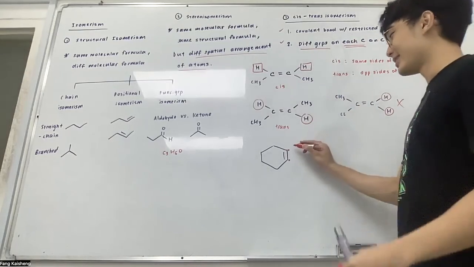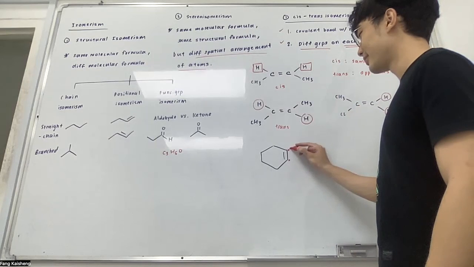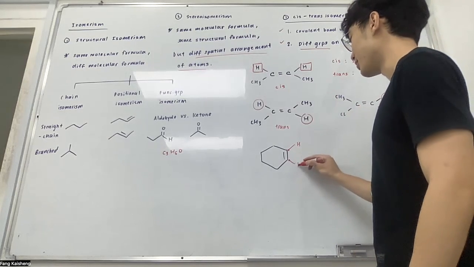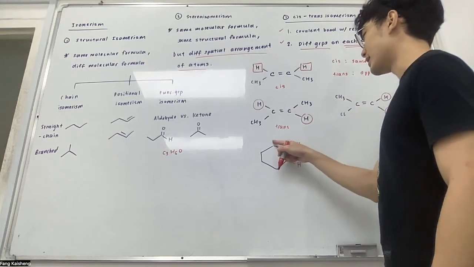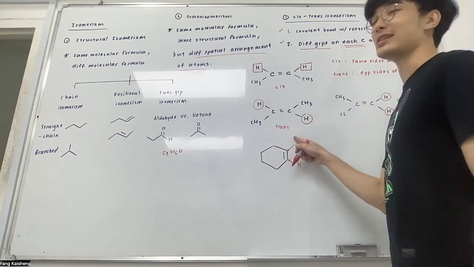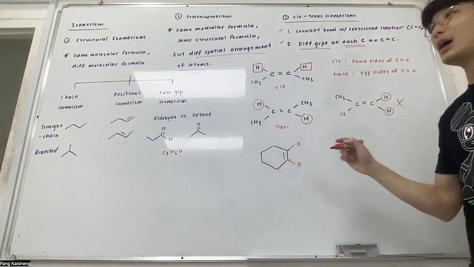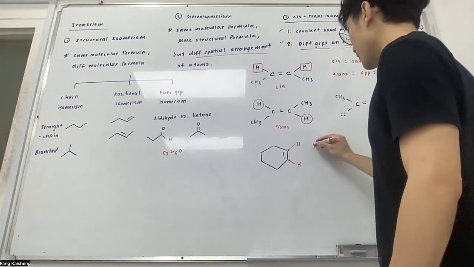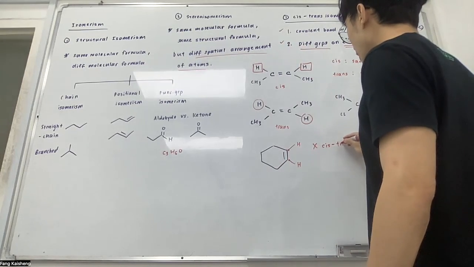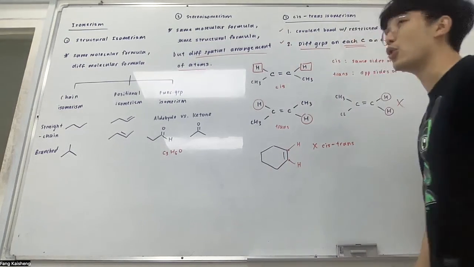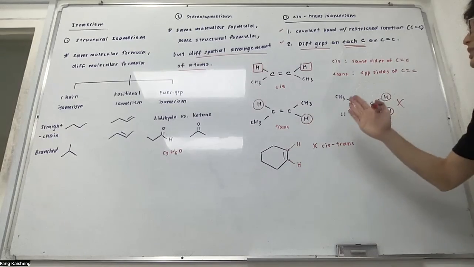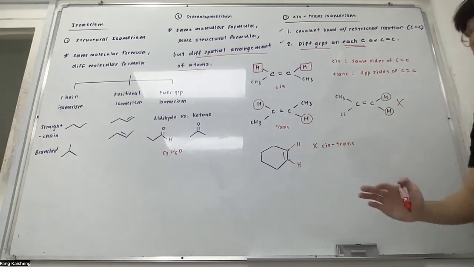Does this guy have different groups? Sure. There's something invisible, right? What is it? There are H's invisible. So this carbon, are these two different groups? Yes. How about this one? Also different. So perfect, it fulfills both criteria. But this is not possible. Take a look: cycloalkenes cannot undergo cis-trans isomerism despite fulfilling both criteria.